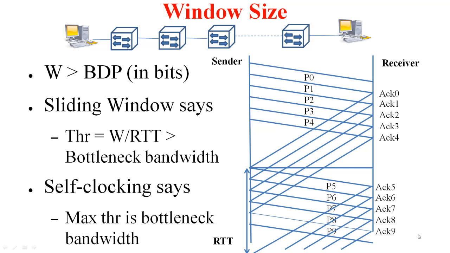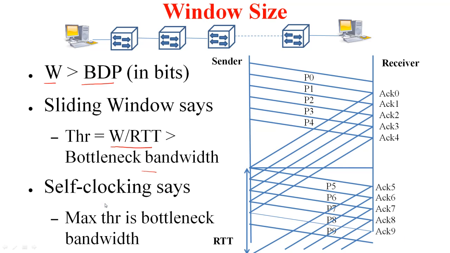Now here is a bit of a paradox. Suppose I were to set my window size to be greater than the bandwidth delay product. This can happen because you are estimating W, and at times your estimate may exceed the bandwidth delay product. So what is the sliding window protocol saying? The throughput, as we saw before, that you can achieve through the sliding window protocol is W over round trip time. And this, if you substitute here, is going to exceed the bottleneck bandwidth.